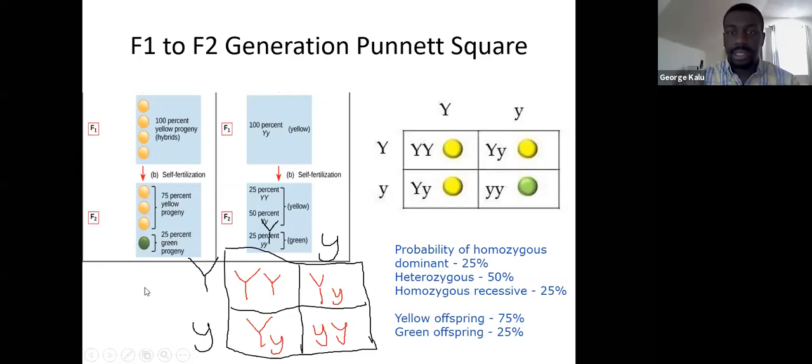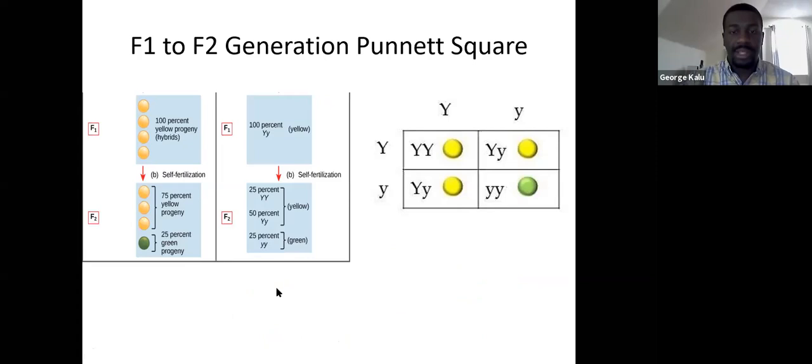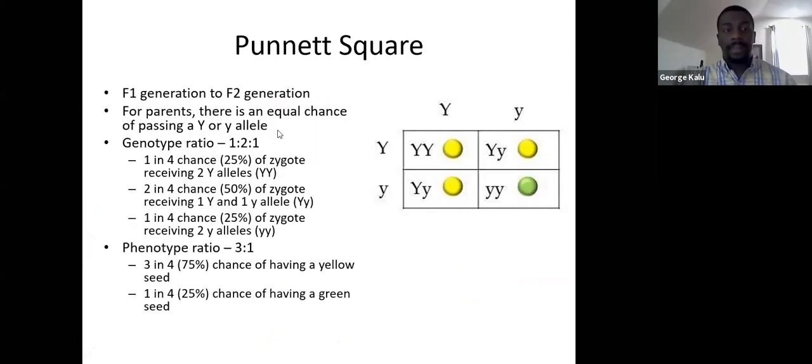Okay. So that's if we were going from the F1 to the F2 generations here. Perfect. So as we see here, when we do our Punnett squares, there's going to be an equal chance of all of our alleles going into one of the offspring, right? So there's going to be an equal chance of this big Y allele ending up in our offspring as there will be a little y allele, okay?